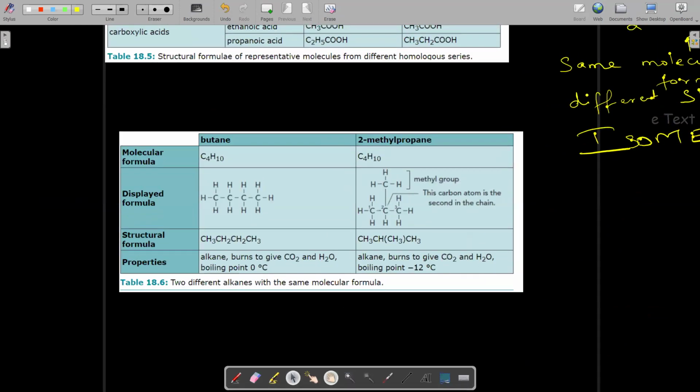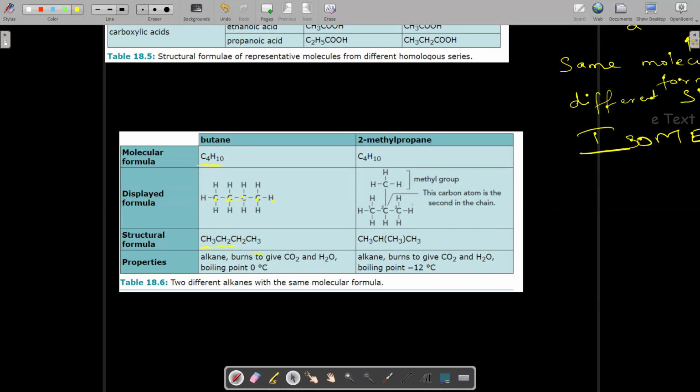So here you go. The molecular formula of butane is C4H10. Molecular formula of 2-methylpropane is C4H10. So what has happened here? In the displayed formula, you have the 4 carbon atoms arranged as a straight chain and hydrogens filled in. So when you do that, how do you write the structural formula? CH3, CH2, CH2, and CH3. So this would be our structural formula for butane.